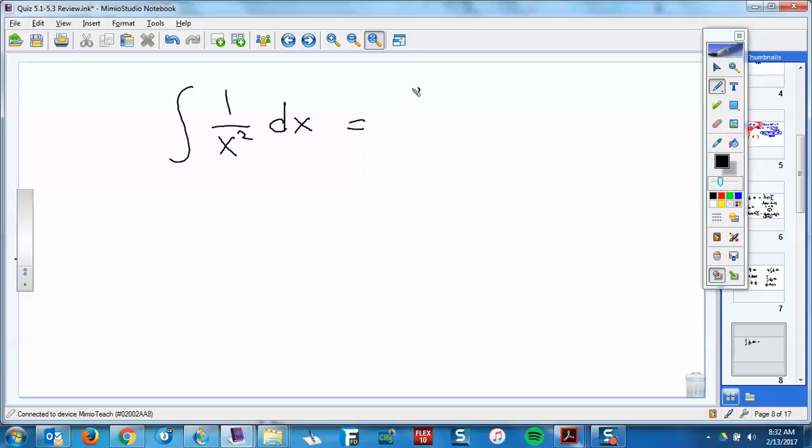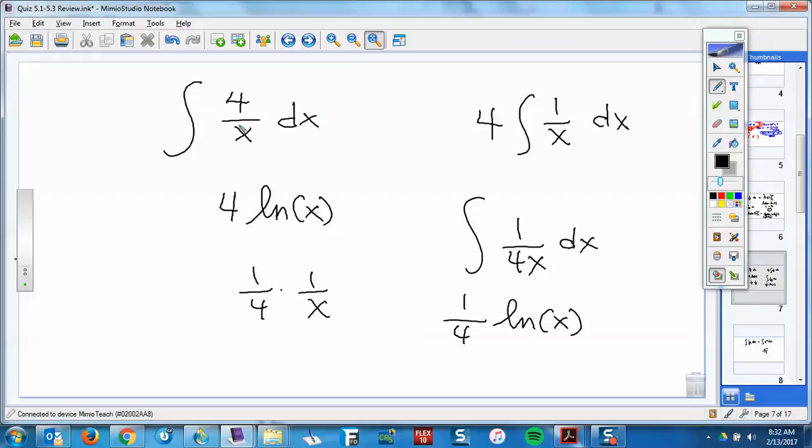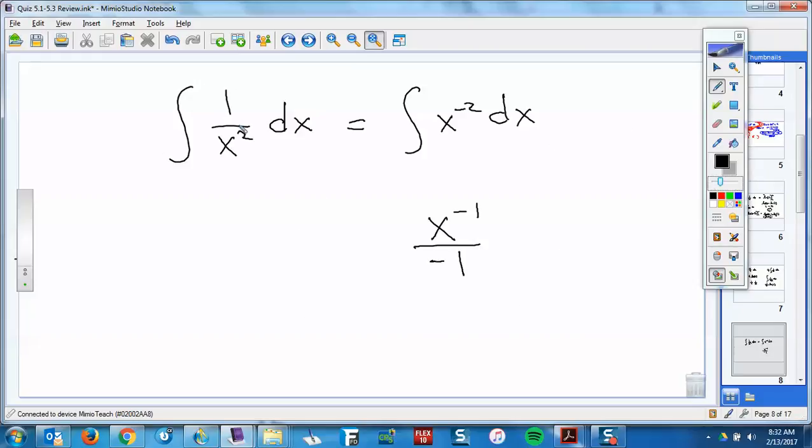So what you'd want to do is rewrite this as x to the -2, right? And then you'd raise it up 1, which takes it to -1, and then divide by -1, right? So if there's any other power down here, it's not a natural log. Only when it's 1 over x is it a natural log, okay?